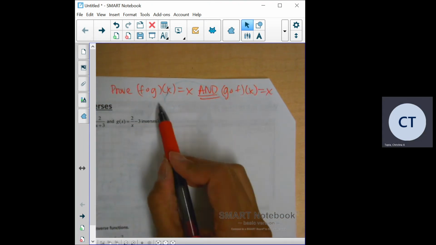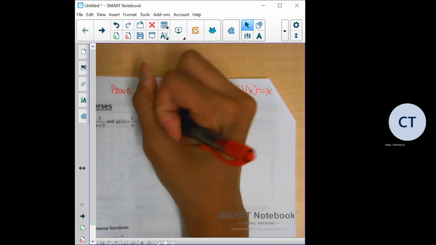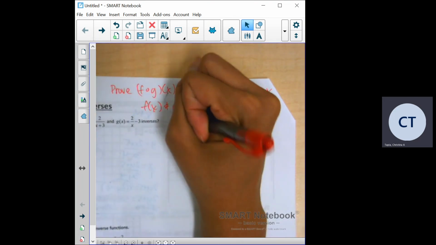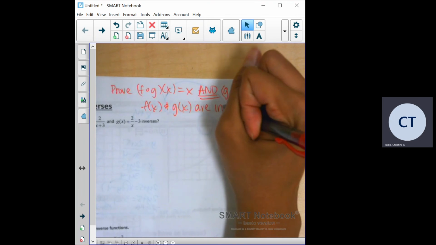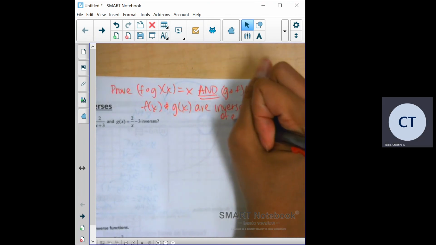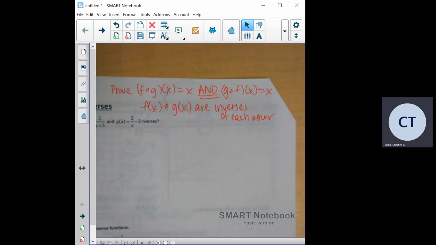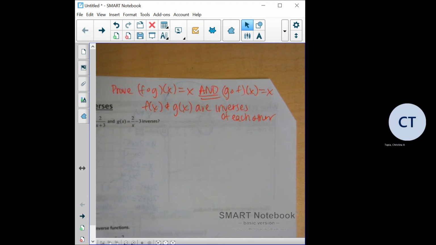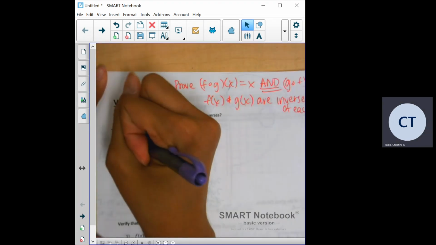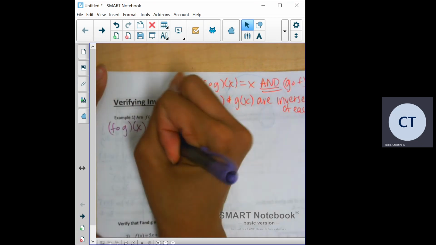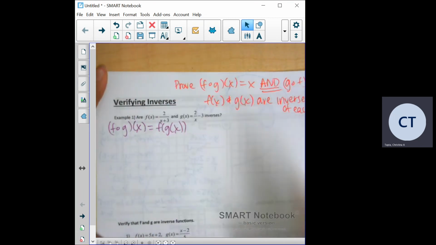If you can prove both of these functions equal x, then that means that f of x and g of x are inverses, specifically of each other. So that's what we're going to do. We're going to find the function composition for a couple of problems to see if they're going to be inverses of each other. So I'm going to look at example 1 at the top of the page, and then we'll look at 2 more. So for this first question, I'm going to do the function composition, f composed with g of x, which is the same as f of g of x.